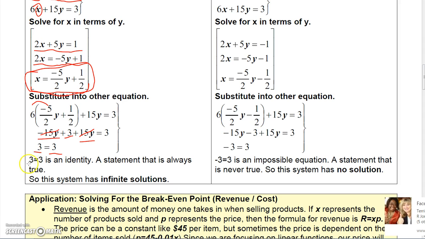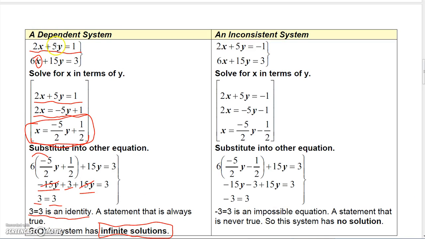So now I have an identity, 3 equals 3. So since I got a statement that's always true, then this system has infinitely many solutions. So graphically, these two equations would be the same line.